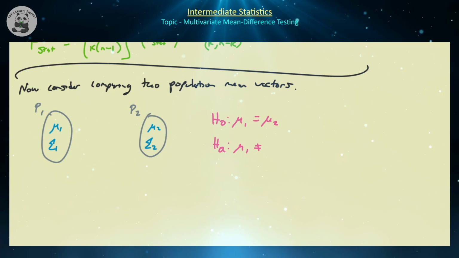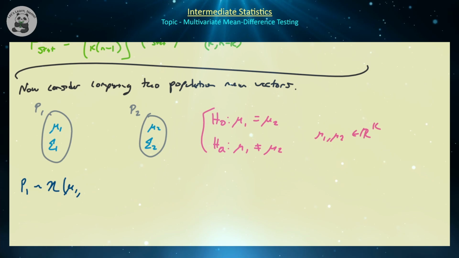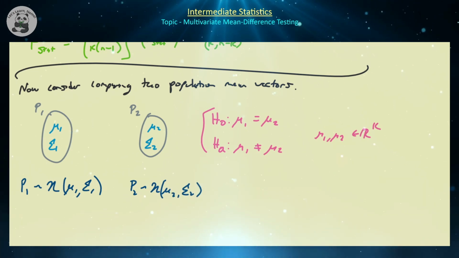that mu1 does not equal mu2, and here mu1 and mu2 both are associated with the same k features in the same exact order in each of their corresponding vectors. And let's also assume that P1 is associated with a multivariate normal distribution with that mean and that covariance matrix, and P2 also is associated with a multivariate normal distribution with some mean mu2 and covariance matrix sigma 2. Right? So that's the problem that we're going to be working on here.